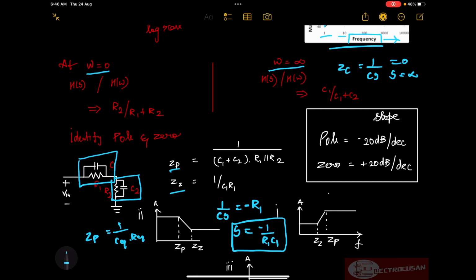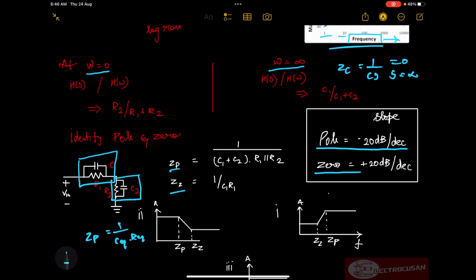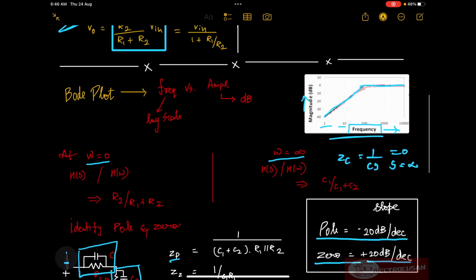And one more thing in the Bode plot is that whenever in the frequency response you approach a pole, the slope of the response decreases by 20 decibel per decade, and if you approach a zero, the slope of the response increases by 20 decibel per decade. Keep this in mind. Now we will plot the frequency domain analysis.